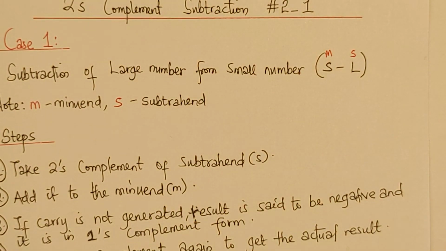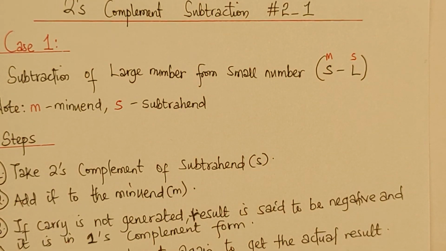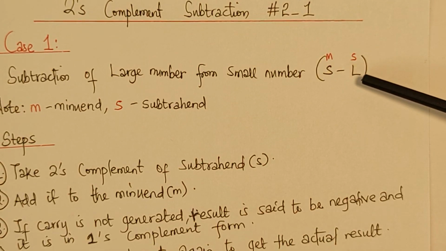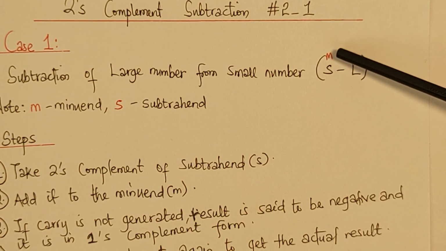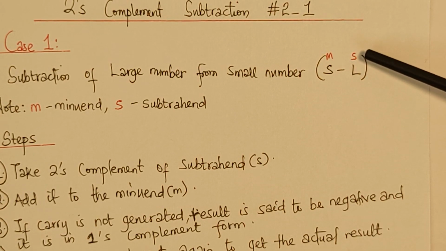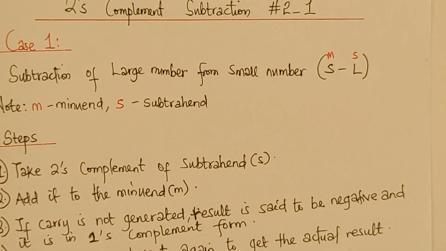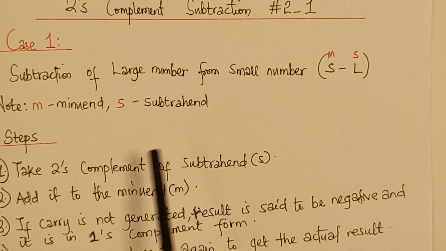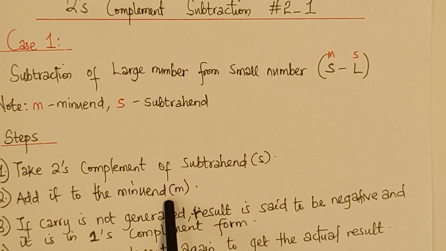So for case 1, it will be a subtraction of a large number from a small number. And take note, I represented the small number as x, whereas the large number as L. Now the small number is the minuend, while the large number is the subtrahend. So we'll go through this calculation with just 4 steps. The first one is to take the second complement of the subtrahend. Now whatever value we have, we're going to add it to the minuend, which is the second step.